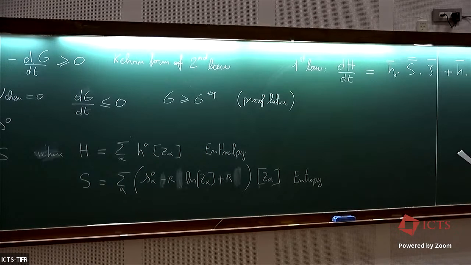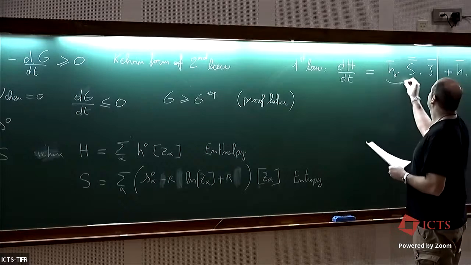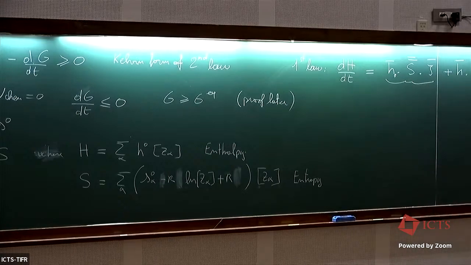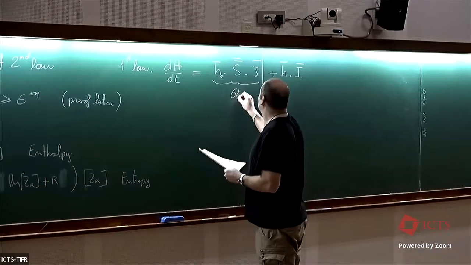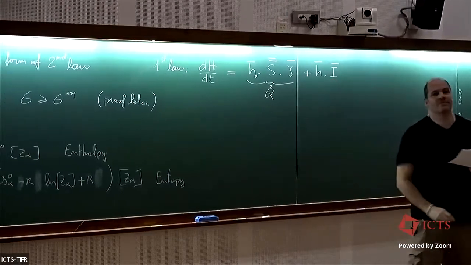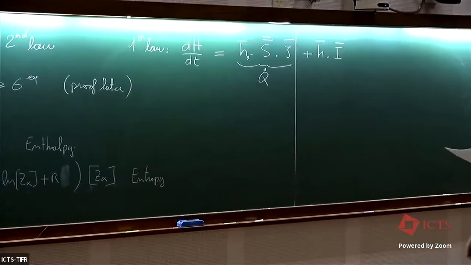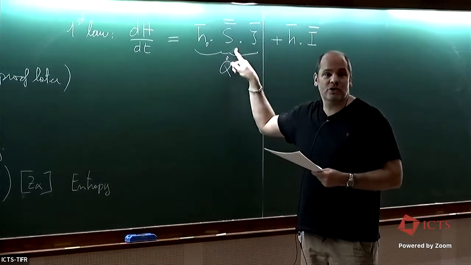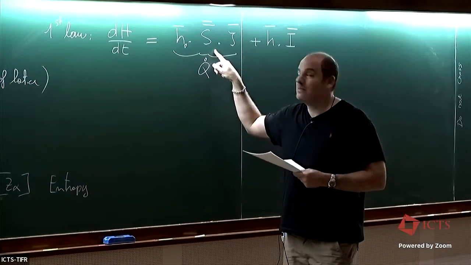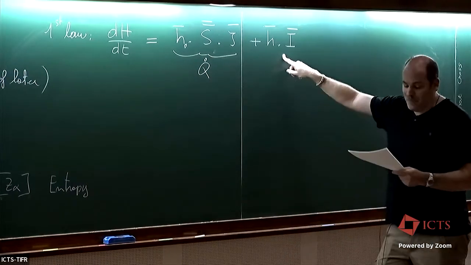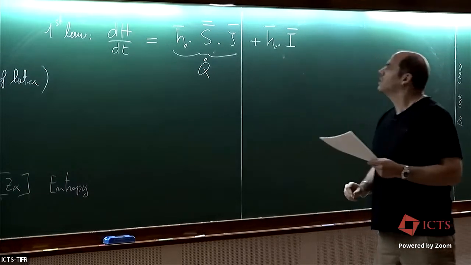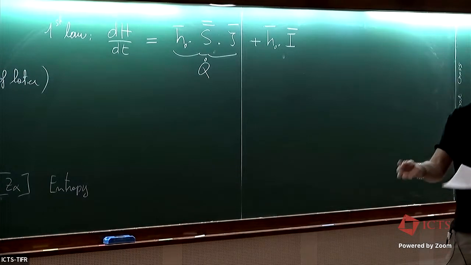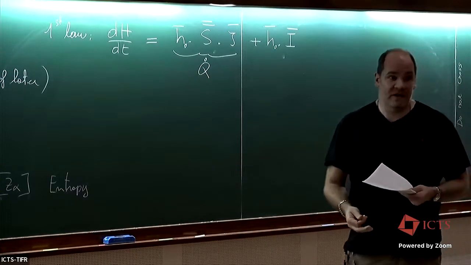Okay, first law. Now, this is known to be the heat. The enthalpy change during a reaction is the heat. So this is Q dot. That's really the heat that gets released in the solution when the reaction happens. And this is the enthalpy supplied from the outside. This is also 0, by the exchange fluxes.